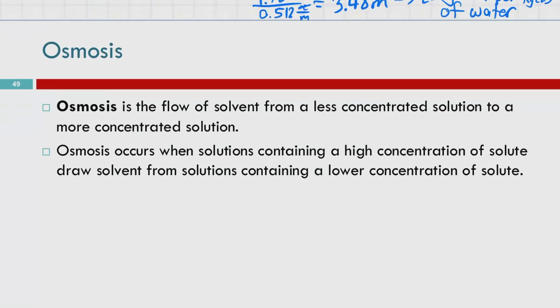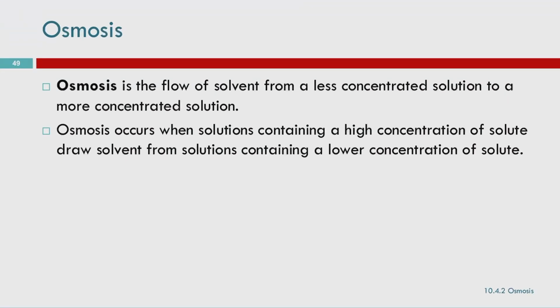Last thing we're going to talk about for this chapter is osmosis, not Jones. Osmosis is the flow of solvent from a less concentrated solution, so like more pure water, to a more concentrated solution. It has more stuff in it.